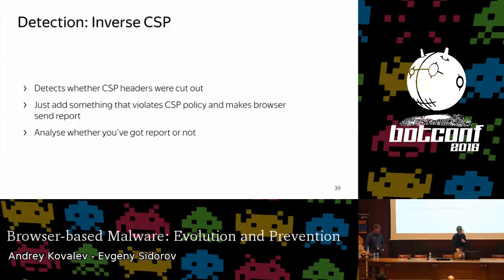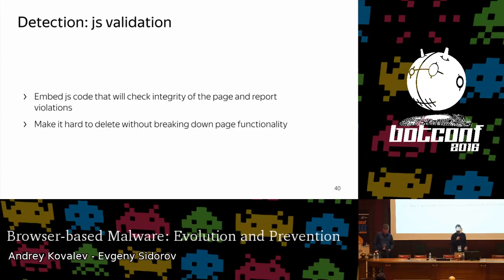So to detect such cases, you can use the so-called inverse CSP approach. You can use this approach when you need to detect whether your content security policy header was removed or not. You can add some script on your web page that violates your content security policy, and you can expect a report from the user's browser. And if you don't get this report, then something is wrong: something removed or modified the header or the report URI, for example. And the third approach is so-called JS validation. The same idea as content security policy, but you implement it yourself in JavaScript and embed special JavaScript code onto your web page that will track whether your page elements were modified by external scripts or not, and send reports to a web server, but it's not a default feature of the browser.